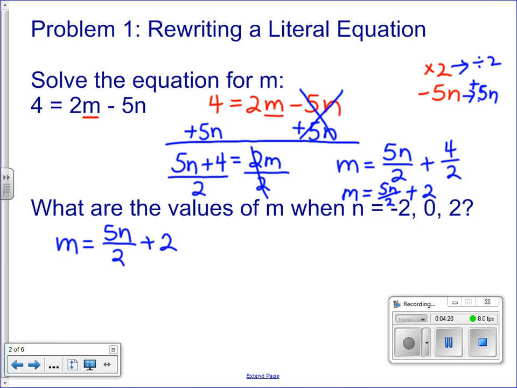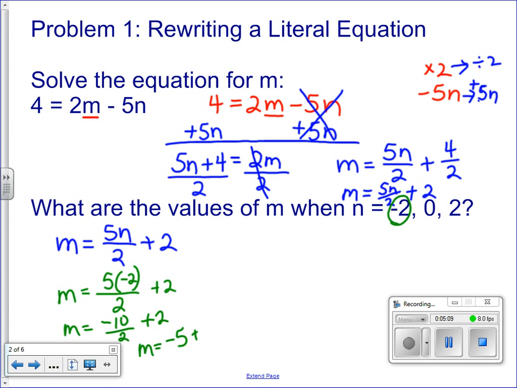All right, now the next question says, what are the values of m when n is equal to -2, 0, and 2? All right, this is why we solved for m. It makes it much easier to substitute numbers in for n. So, first of all, we're going to take -2. Substituting -2 in for n, I have 5 times -2, all divided by 2, plus 2. 5 times -2 is -10. So I have -10 divided by 2 plus 2. Negative 10 divided by 2 is negative 5, and negative 5 plus 2 gives me negative 3. So when n is negative 2, I get m equal to negative 3.